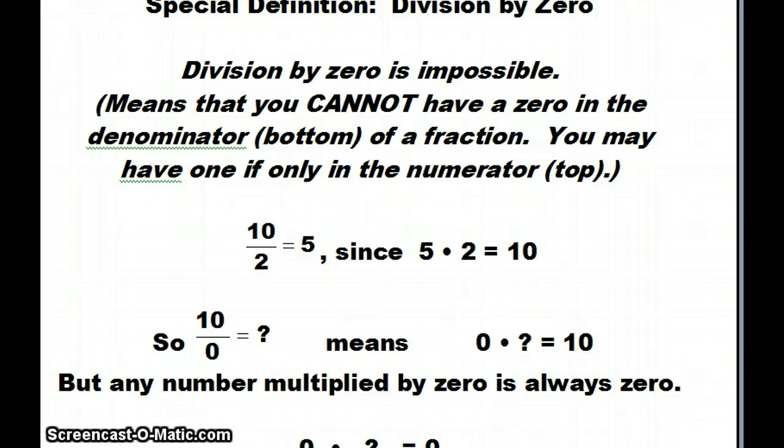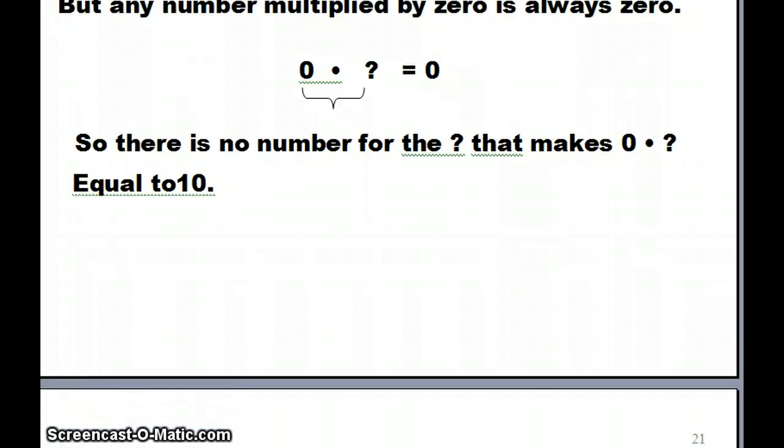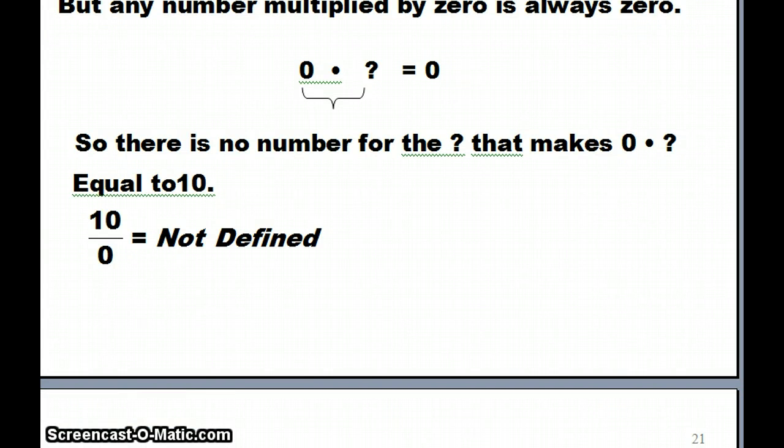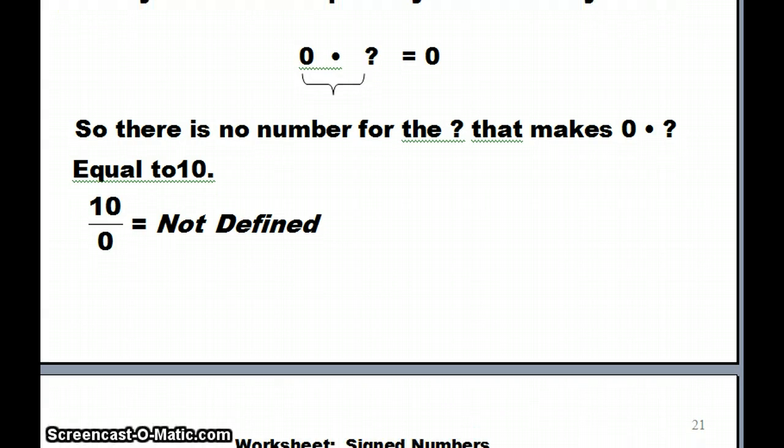So all we can do when you divide by 0 is just say it's impossible to do, or it's not defined. If you try it on your calculator and take 10 divided by 0, it's going to flash up an error message at you.